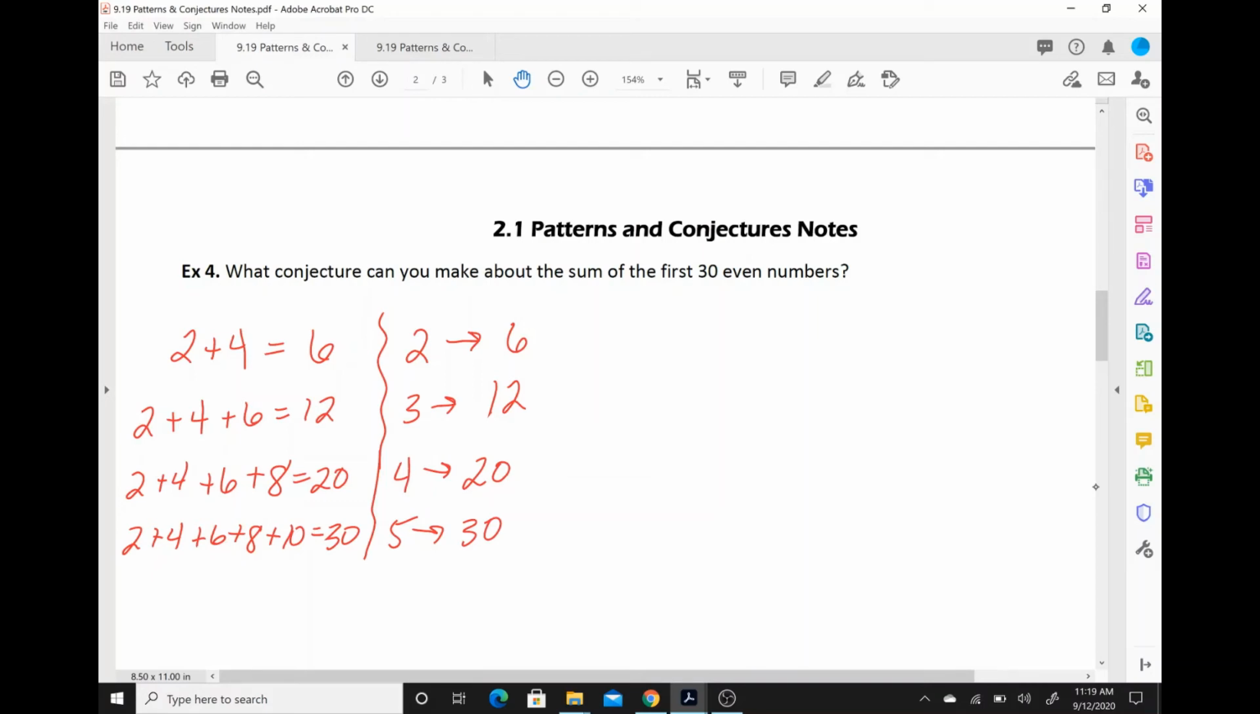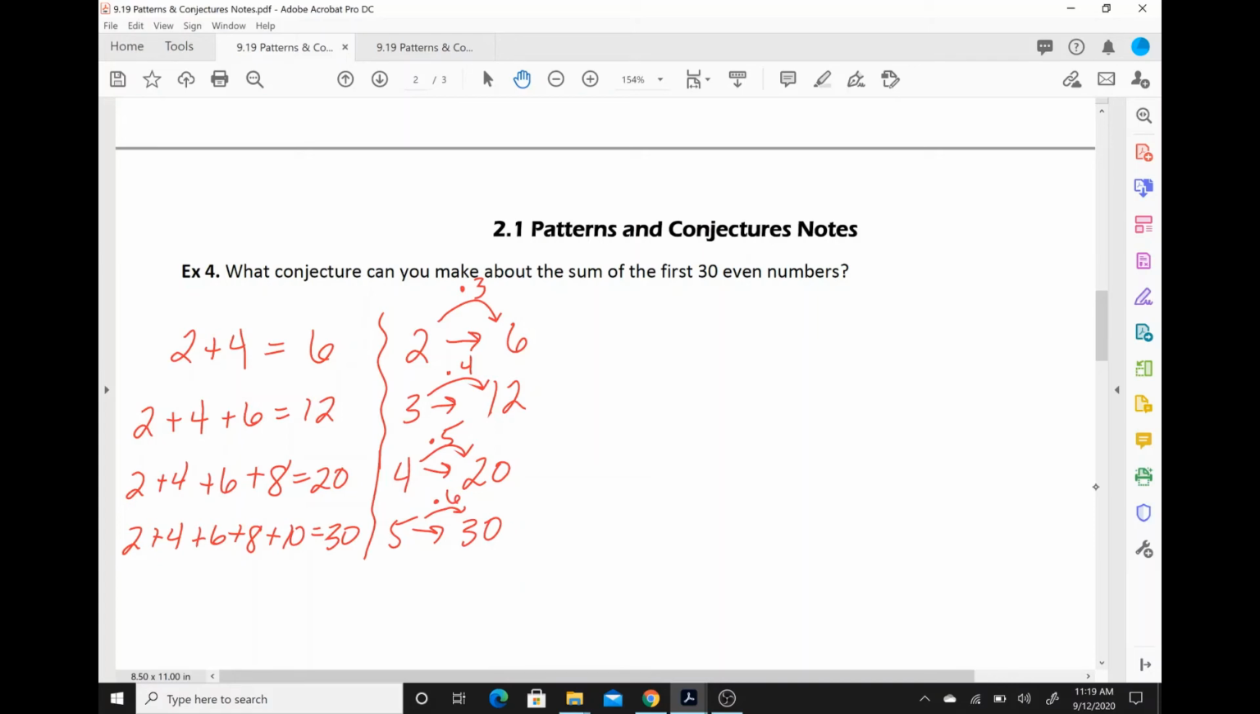Well, what can we do? 2 times what gives me 6? Okay, 2 times 3, right? Okay, how about for 12? 3 times what gives me 12? Times 4. 4 times what gives me 20? Times 5. Okay, 5 times what gives me 30? Times 6. So you see the pattern there?